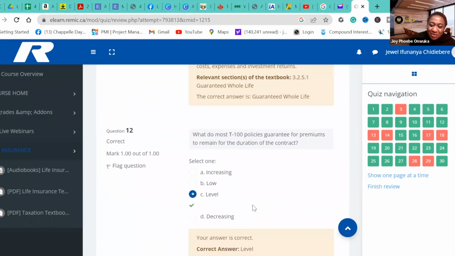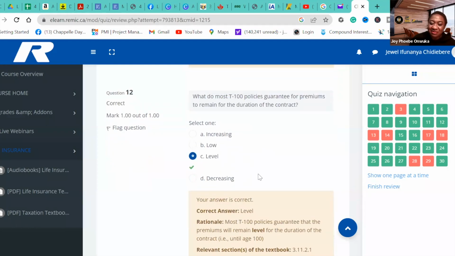Question number 12. What do most T100 policies guarantee for the premium to remain for the duration of the contract? It is guaranteed leveled premium.